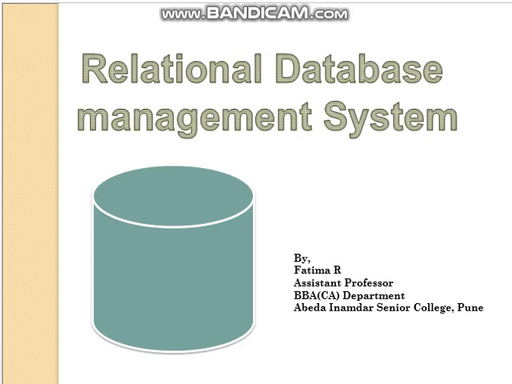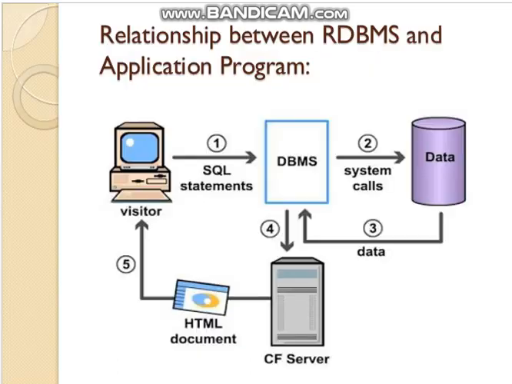So here is the relation between the application program and RDBMS, because we know that the relational database management system is a management system which always works at the backend. This figure will give you an idea how the relational database management system is related to the application program. For example, consider there is a user or a visitor who uses any machine or system for interaction with the RDBMS. The user will generate a request.